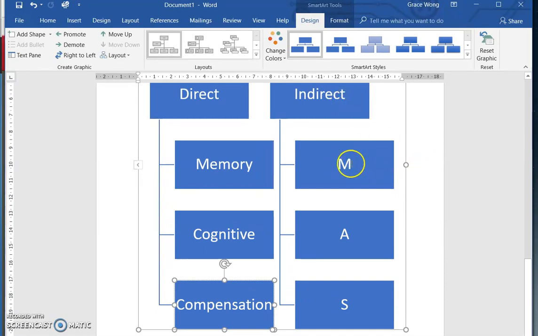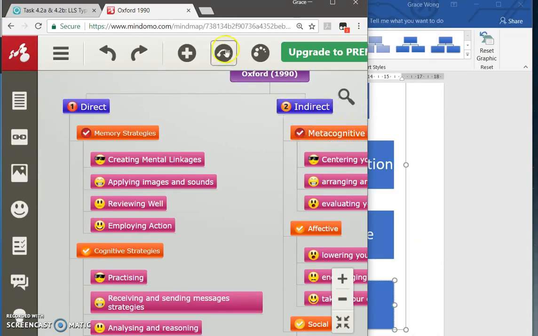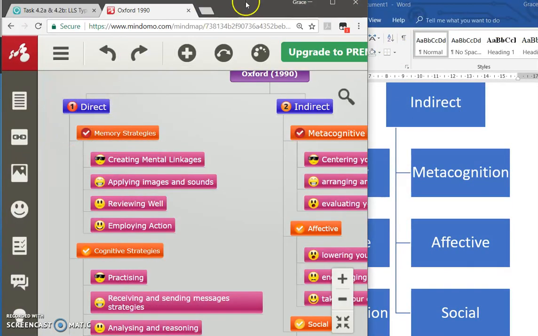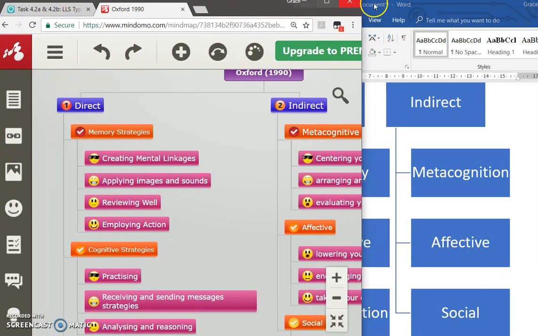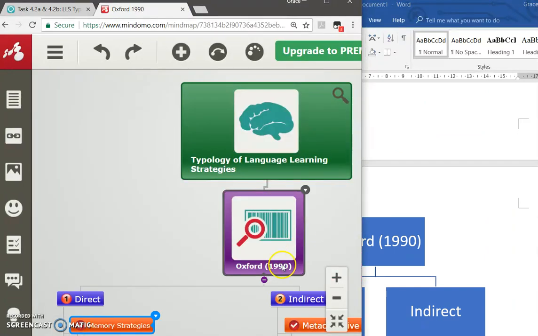Indirect is not so related to brain. More, it is about metacognition, because we actually plan our thinking. It is about affective, about our emotions, and it is about social. So let me see if my answer is correct or not. Yeah, I think it is almost all correct. So these are the techniques that I use to memorize and understand the language learning strategies by Oxford 1990. So that's all from me.